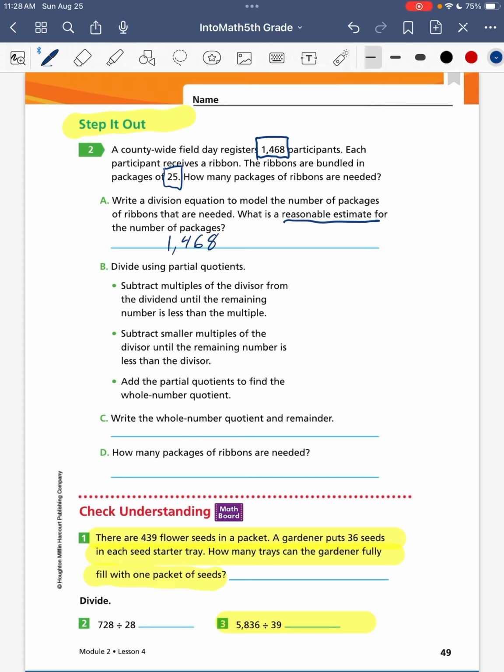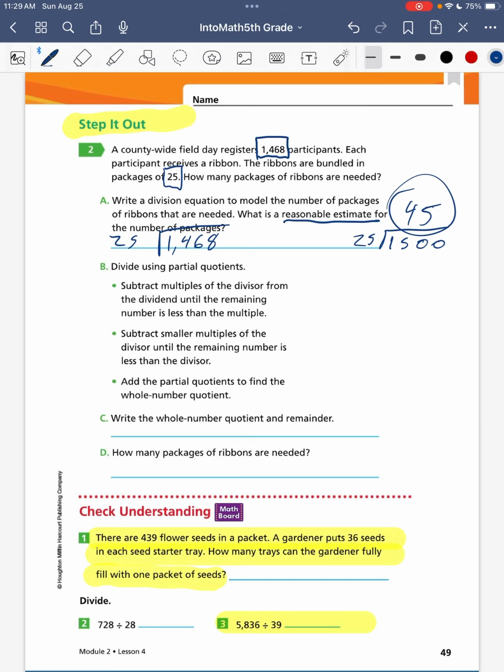Well, if we have 1,468 and we're dividing this by 25, comparable numbers that we could use, or we could do 25 into 1,500. If we know that 25 can go into 100 4 times, 4 times 15 would give us 45 boxes as a reasonable estimate.